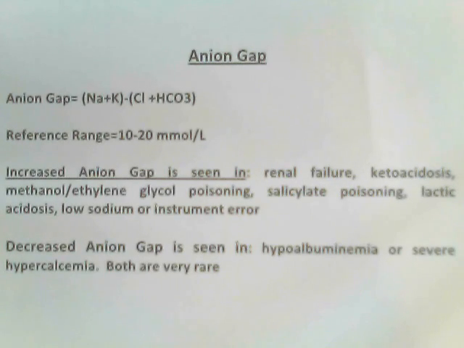We can find a decreased anion gap in someone with hypoalbuminemia, or having a low albumin, or severe hypercalcemia, although it is very rare to see someone with a decreased anion gap.